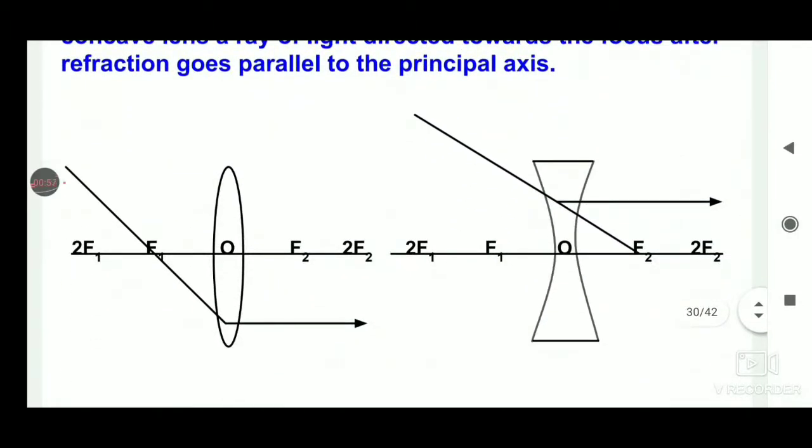Second rule: a ray of light passing through a principal focus after refraction from a convex lens will emerge parallel to the principal axis as shown in figure 1, and a ray of light appearing to meet at the principal focus of a concave lens after refraction will emerge parallel to the principal axis as shown in the second figure.